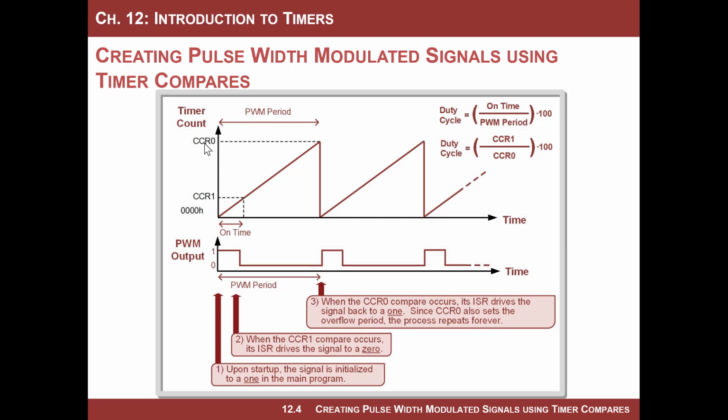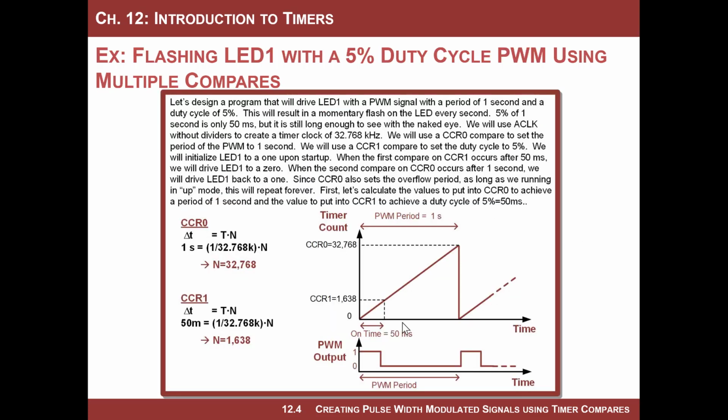Well, you can do this with 2 compare registers. You use CCR0 to set the period, and its interrupt service routine will basically say, please take the signal and go to a 1. And then you set up another compare, and in this example we use CCR1, and its job is when it fires, it will take the signal to a 0. So you have 2 separate compares that are altering the same signal. You have 2 totally separate interrupt service routines that are actually modifying this. And that's perfectly legal. Okay, so let's do an example.